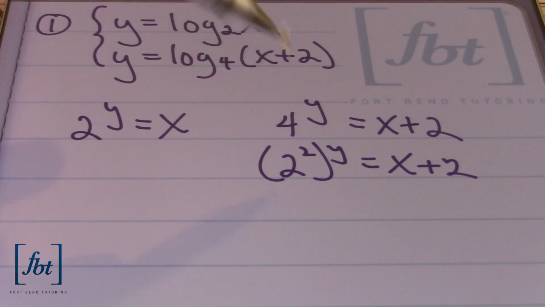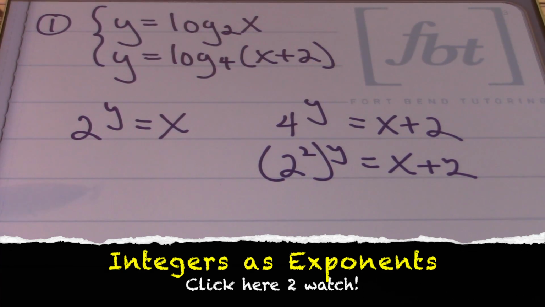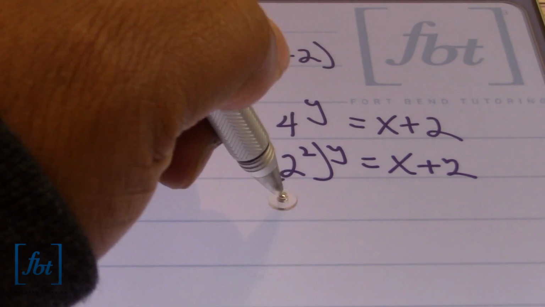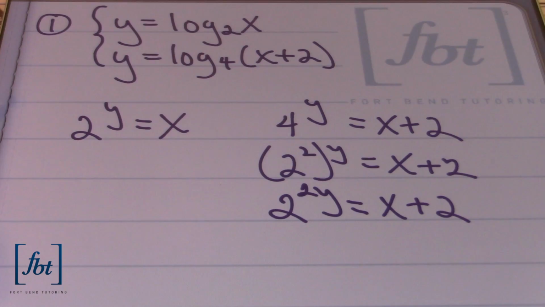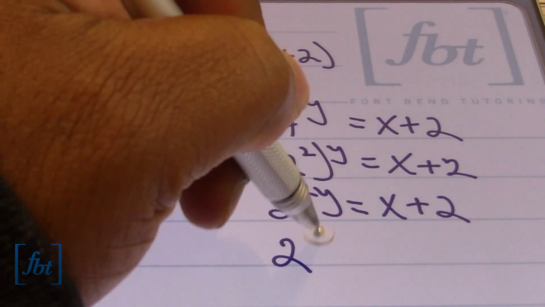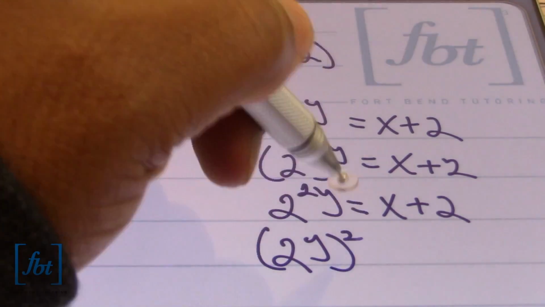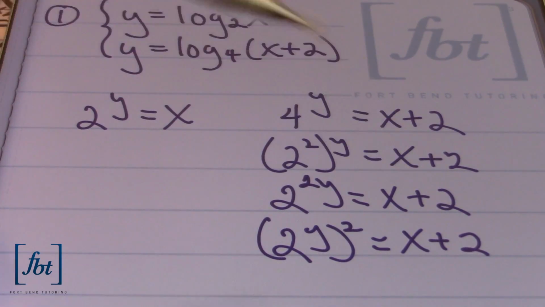Now, using our exponential rules, that anytime you have a monomial raised to an exponent, those exponents will multiply, then we can rewrite our second equation as 2 to the 2y equals x plus 2. And even better, due to the commutative property of multiplication, I could show that this is 2 to the y raised to the second power. Now, you may be saying, well, Mr. Whitt, why did you go through all of that just to show that 2 to the y squared is equivalent to x plus 2? Well, the reason for that is because we know that 2 to the y equals x, and now I can substitute in the variable x for 2 to the y.